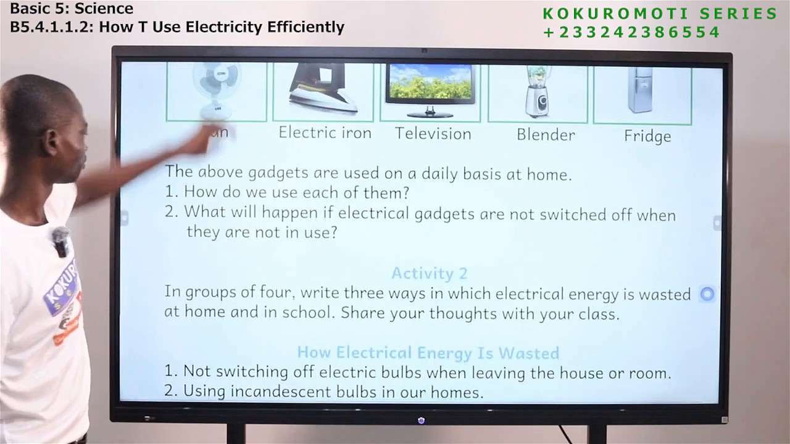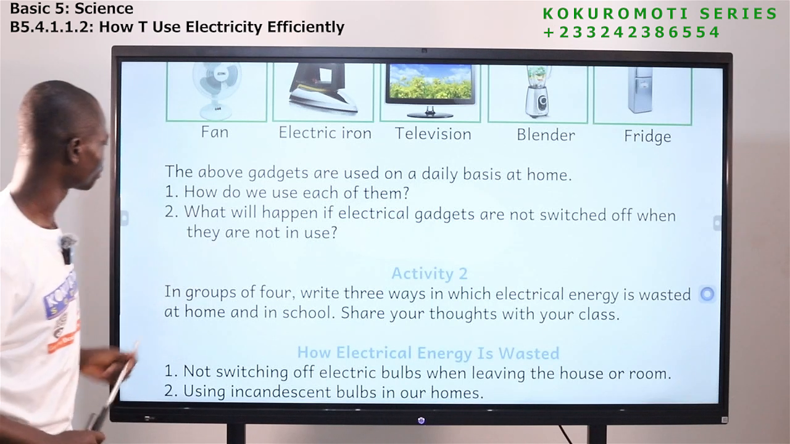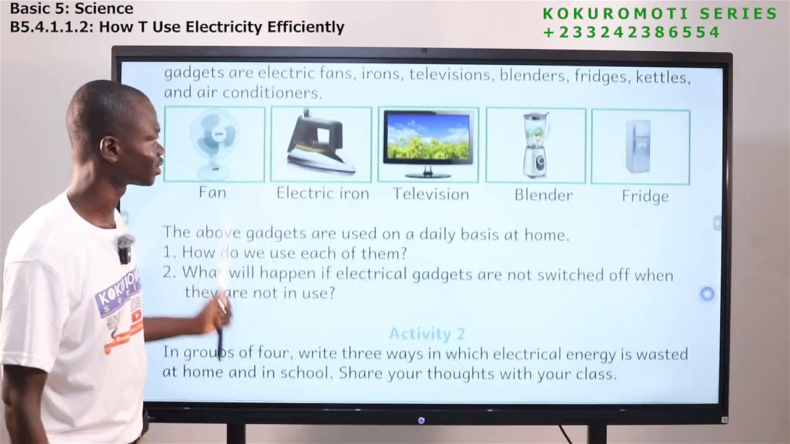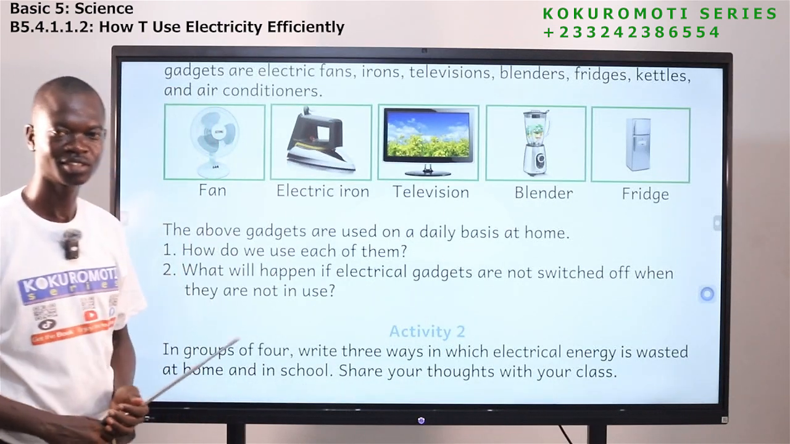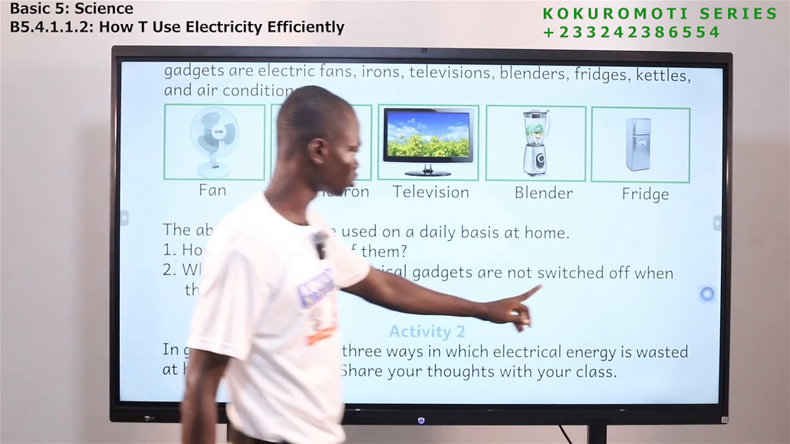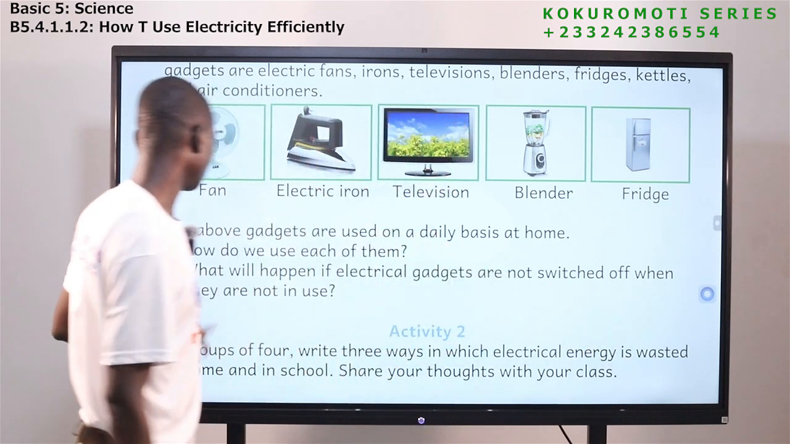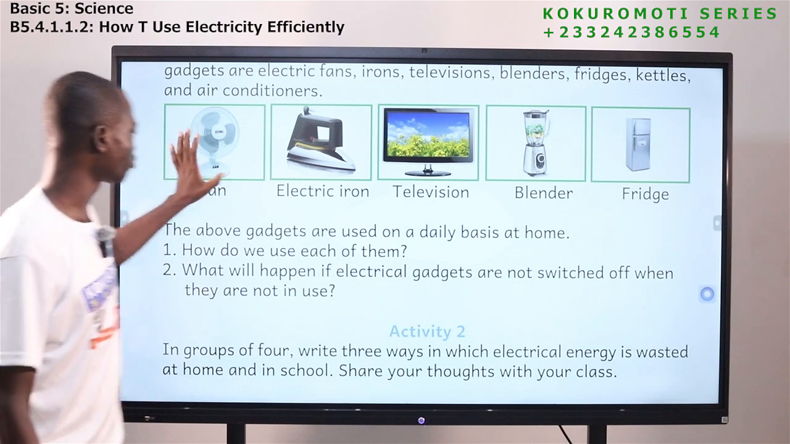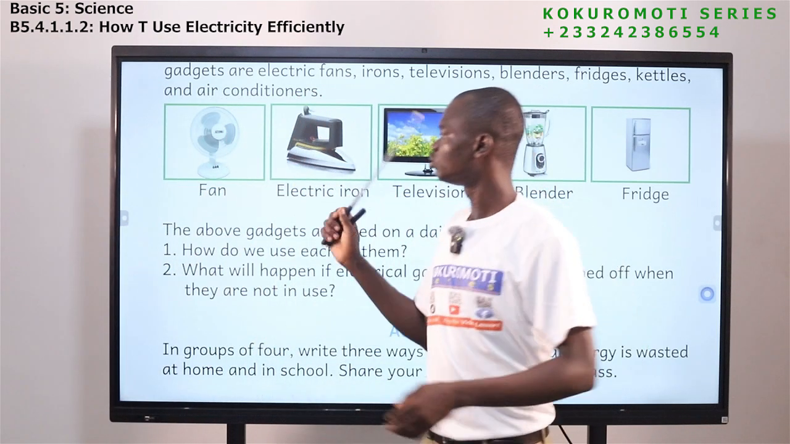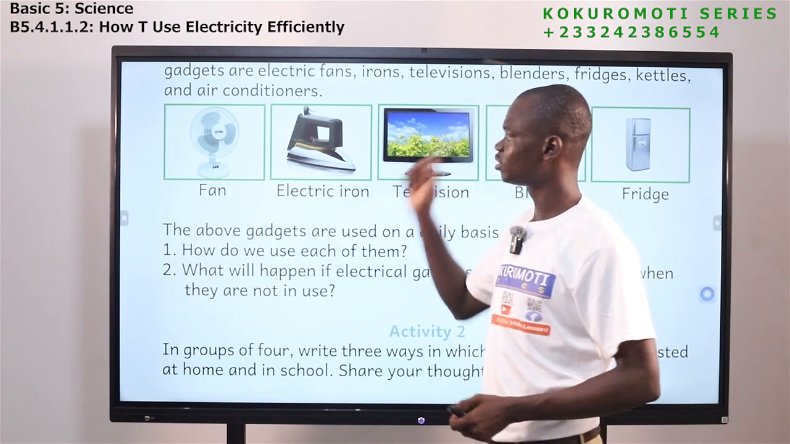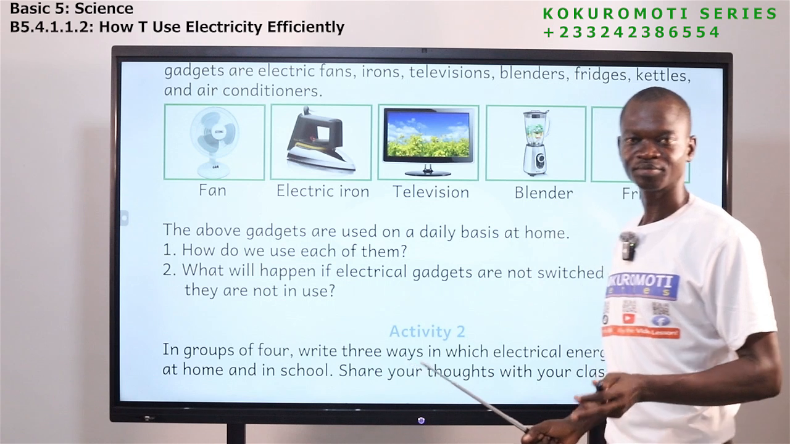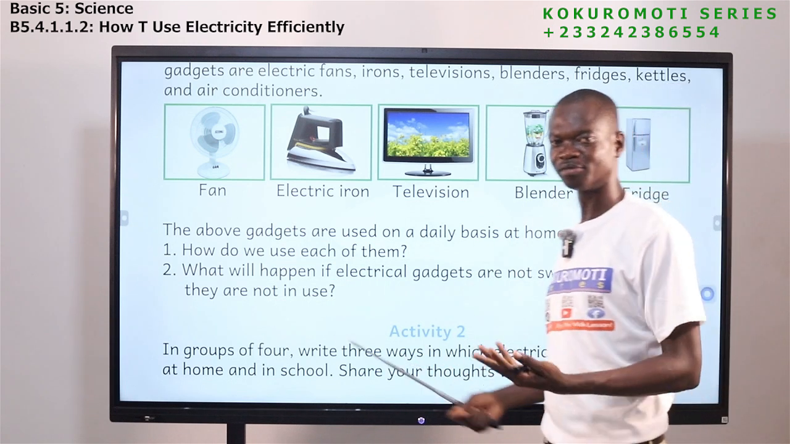Okay. Now, let's look at this question. How do we use each of them? These ones, I believe you know how they are used. What will happen if electrical gadgets are not switched off when they are not in use? So the fan, you are going to school, there is no one in the room, you decide not to turn off the fan, you leave it like that. What do you think will happen?